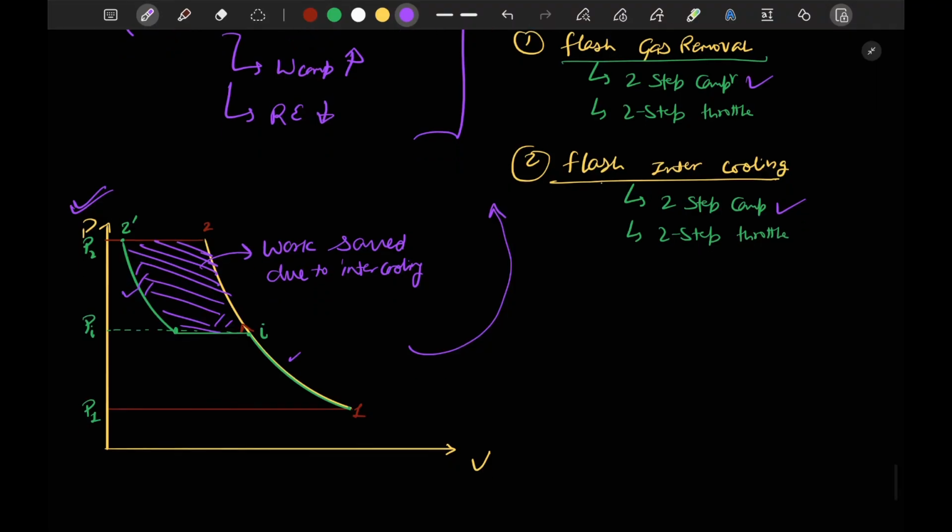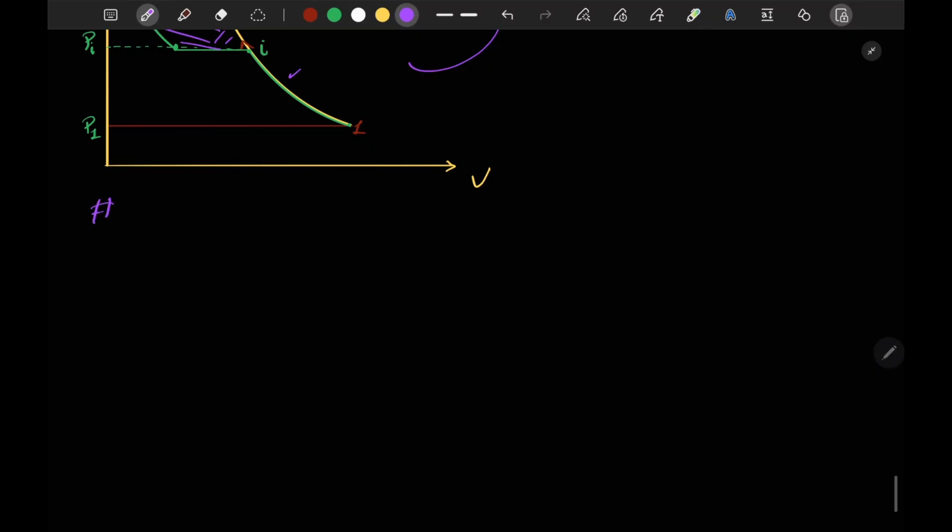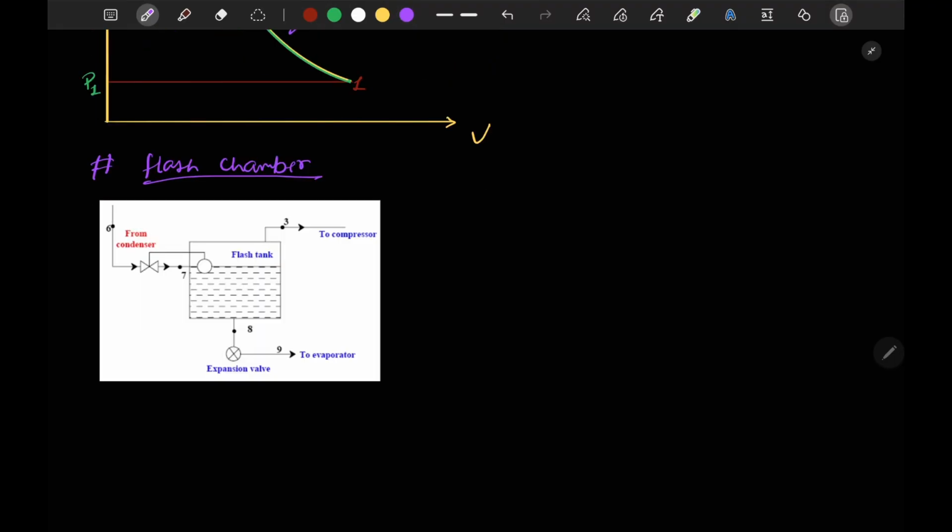But before that, let's see what our flash chamber is and what happens in the flash chamber. So this is a diagram of our flash tank, or flash chamber as we can also call it. This is our liquid refrigerant, and this will be our vapor refrigerant. Now from the condenser we throttle the refrigerant into the flash tank or flash chamber. This flash chamber is available between your evaporator and condenser.